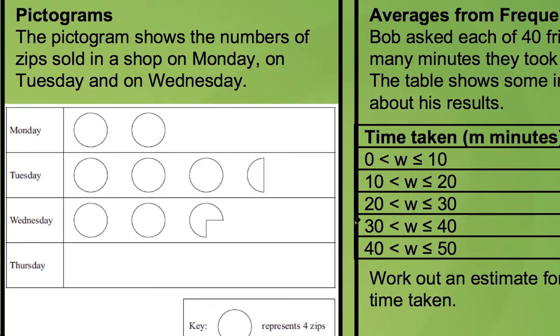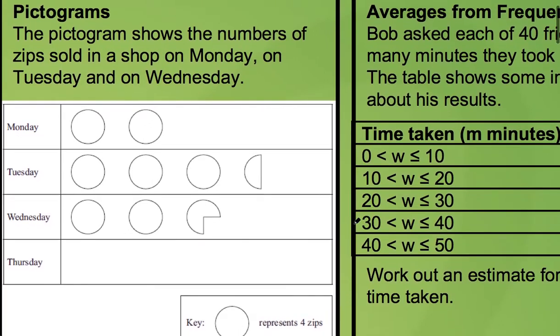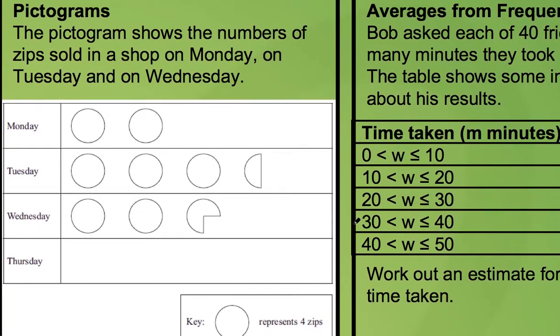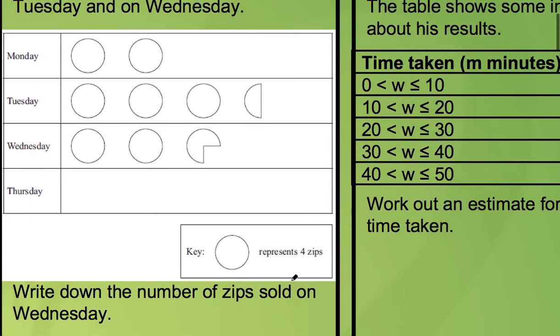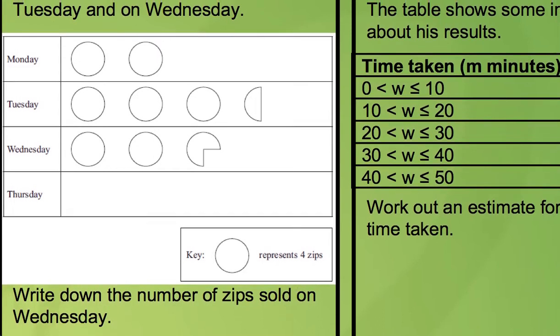Okay, pictograms is a foundation level topic that won't appear in higher tier. We have a pictogram showing the numbers of zips sold in a shop on Monday, on Tuesday and on Wednesday. And we have a key that a full circle represents 4 zips, so each circle represents 4 zips. Write down the number of zips sold on Wednesday, so I've got 4, 4 and 3/4, so that is 3, so that's 8, 9, 10, 11 zips sold on Wednesday.